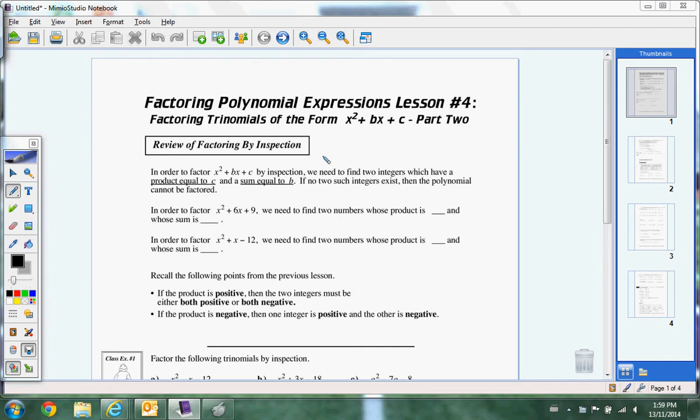For us, this is Unit 6, Lesson 4, so this is our second day, day 2 of inspection. Remember, inspection, as I talked about yesterday, is when you do not have a number in front of an x squared. Okay?